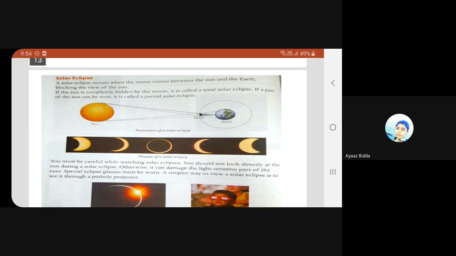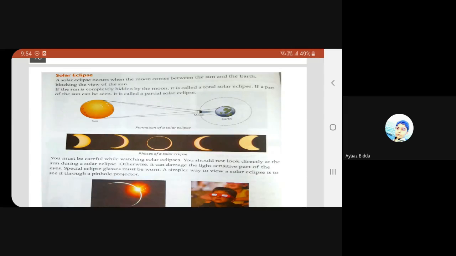So whenever we see the moon, whenever this moon comes in between the sun and the earth, we are not able to see the sun, and this situation is known as solar eclipse. But if the position of the moon changes a little bit, then sometimes we can see some of the part of the sun. See in this way.